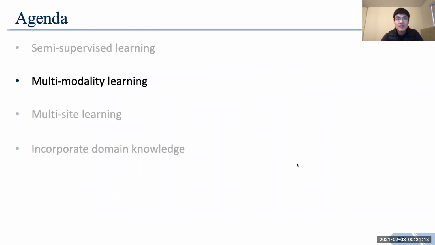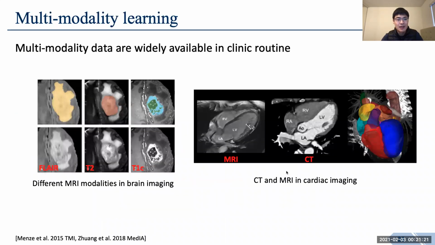And besides semi-supervised learning, we also studied multi-modality learning to utilize cross-modality data. Because in the medical imaging domain, multi-modality data are widely available. For example, different MRI images are used to show the tumor structures in brain imaging, and CT and MRI images are used to provide anatomical information of the cardiac structure.